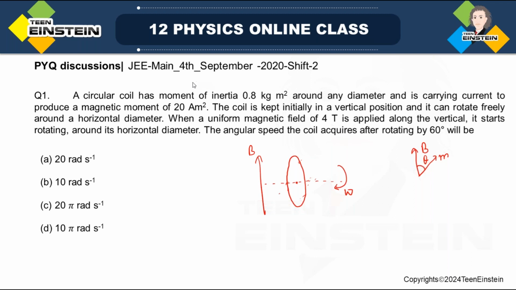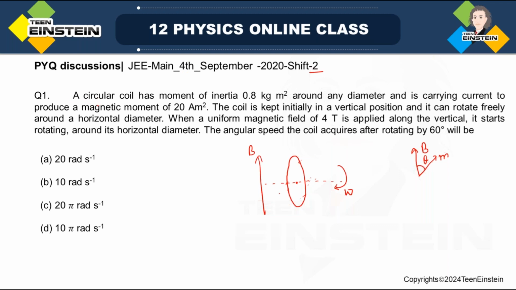So we have been solving numerical problems from JEE Mains paper. We have already almost completed this 2020 paper. So today we have got few numerical problems from SIP 2, 4th September paper. So let us try to solve all these questions.